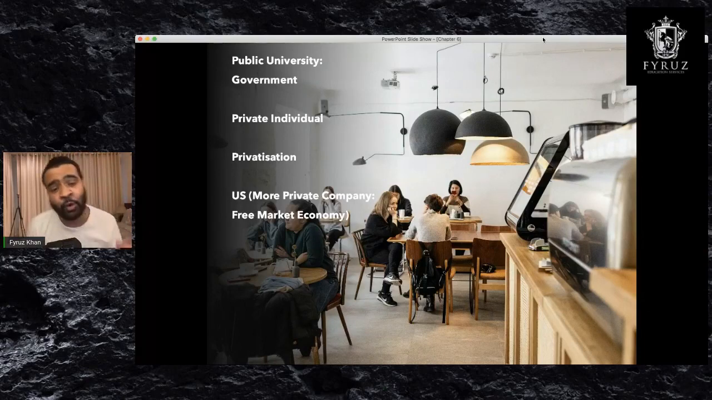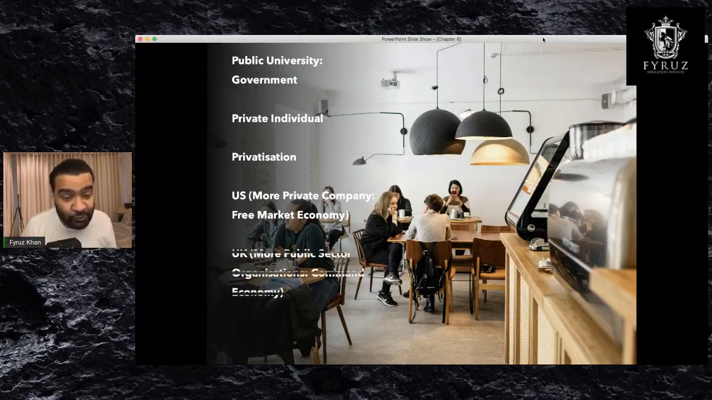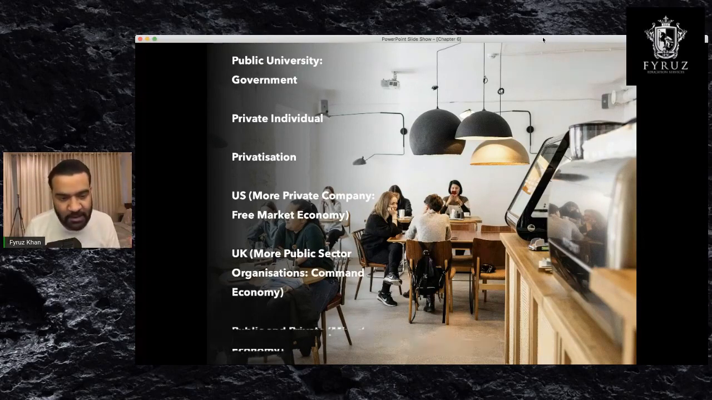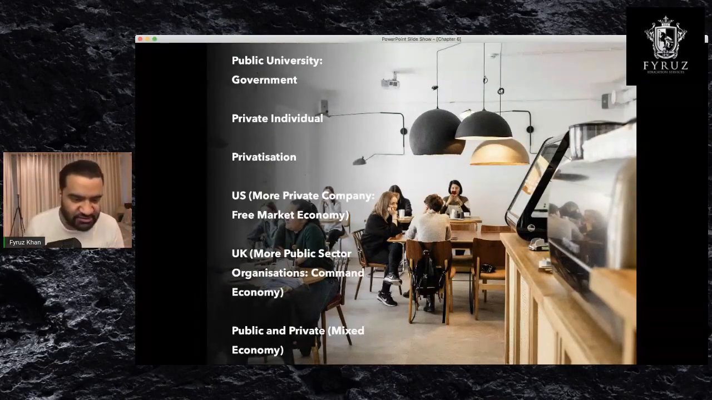In US, you have more private companies. In US, most of the industries are privatized, and that's known as free market economy. In the UK, you have more public sector organizations, and when you have more public sector organizations, it's known as command economy. Okay, it's all regulated by the government. And when you have a mix of both public and private, it's mixed economy, right? So US is a good example of privatization. UK is a good example of, I would say, command economy. They have more public sector organizations, and a mix of both is known as public and private.